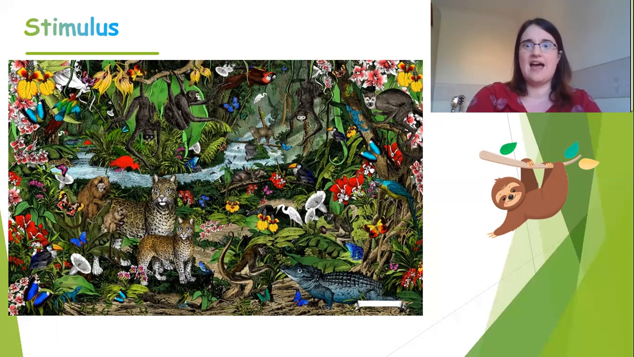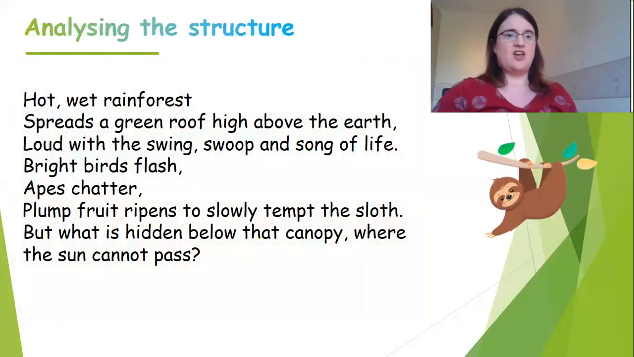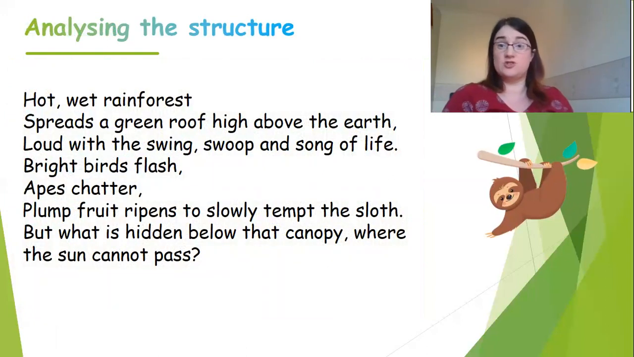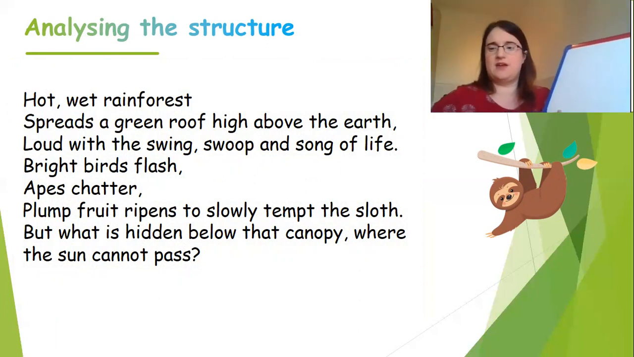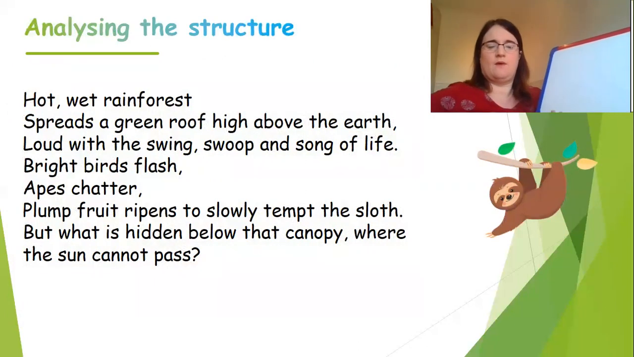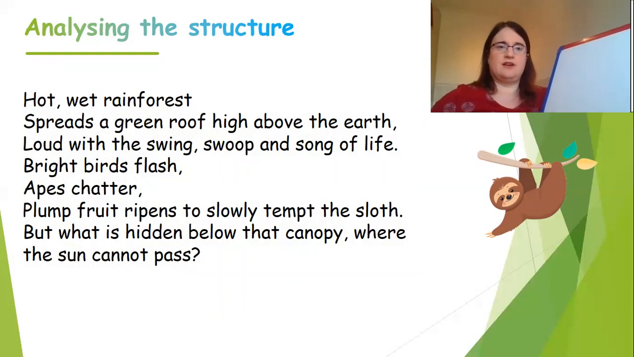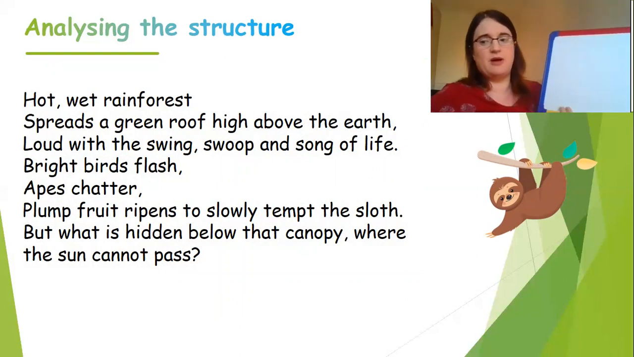Okay, so I'm going to have a go now at writing my first line of my poem. So if we go back to her first line is hot, wet, rainforest. So we want adjective, adjective, noun. So what am I going to write in my poem? I need two description words. I think I'm going to keep the word rainforest. I'm going to magpie that from her.